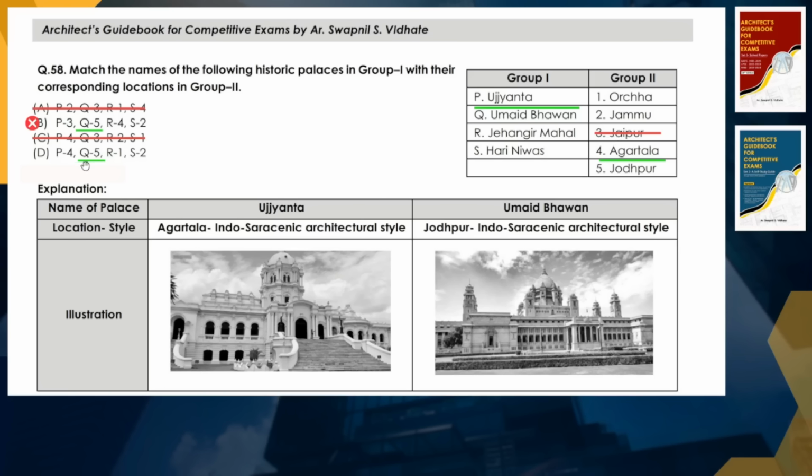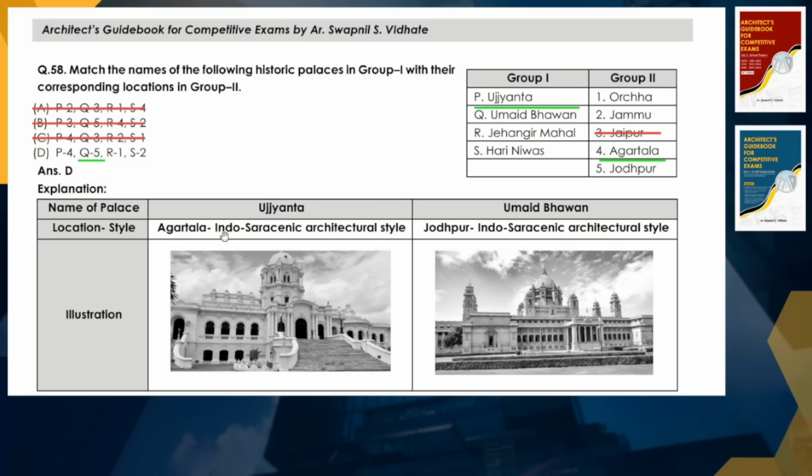So P3 is the incorrect one. So the option D, it correctly shows that Ujjayanta Palace is situated at Agartala. The architecture style for this particular palace is Indo-Saracenic architecture style. Umaid Bhavan is also of a similar architecture style.